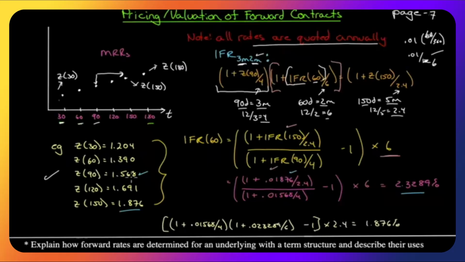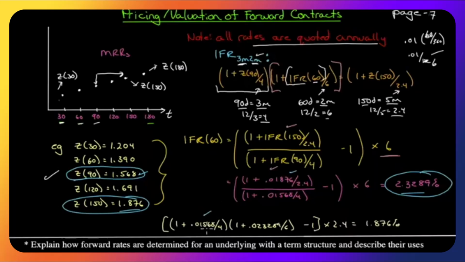Let's see if that actually works. We should be able to invest at the 3-month rate, then roll it over into the 60-day rate, and it should equal what we would get if we just put everything in the 5-month rate. So here is the 3-month rate. Remember, that's annual, so you have to divide by 4. And then we roll it over, so it will continue to compound at the implied forward rate the next 60 days, or the next 2 months.